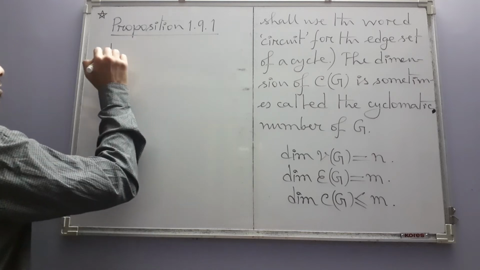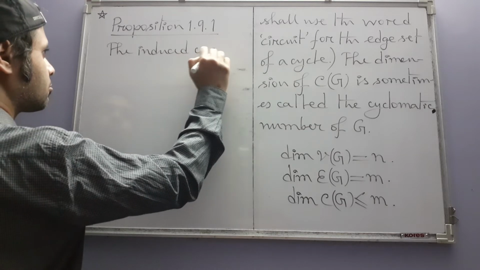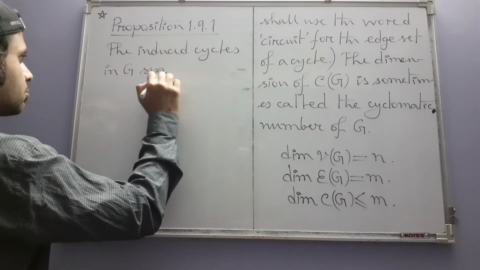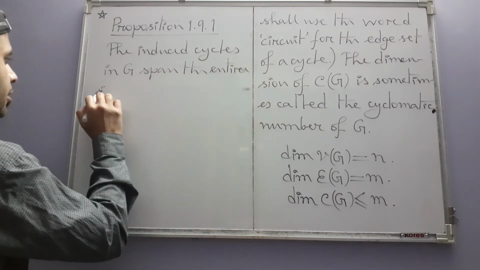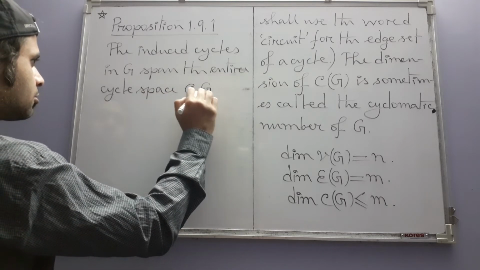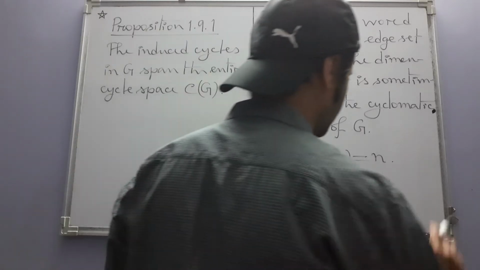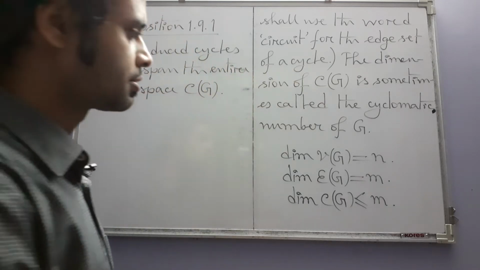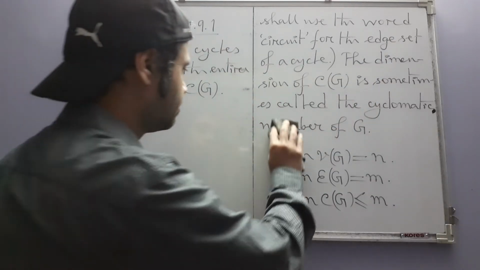The induced cycles in G span the entire cycle space C of G. What are induced cycles? Induced cycles are induced subgraphs which are cycles. That means, let me take one example, then it will be clear.